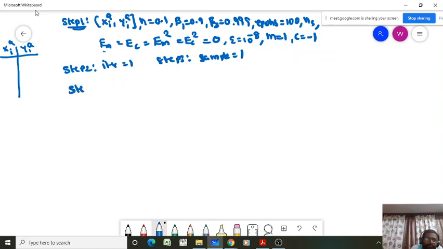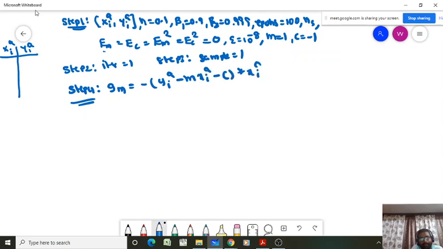Now in step 4, same as all the remaining ones, you have to calculate your gradient. As I am taking sample by sample, your expression will be gm equal to minus yi minus m into xi minus c into xi, and gc equal to minus yi minus m into xi minus c. Right? So we have to calculate the gradients. After calculating the gradients, you have to go to step 5. In step 5, what do you have to do?